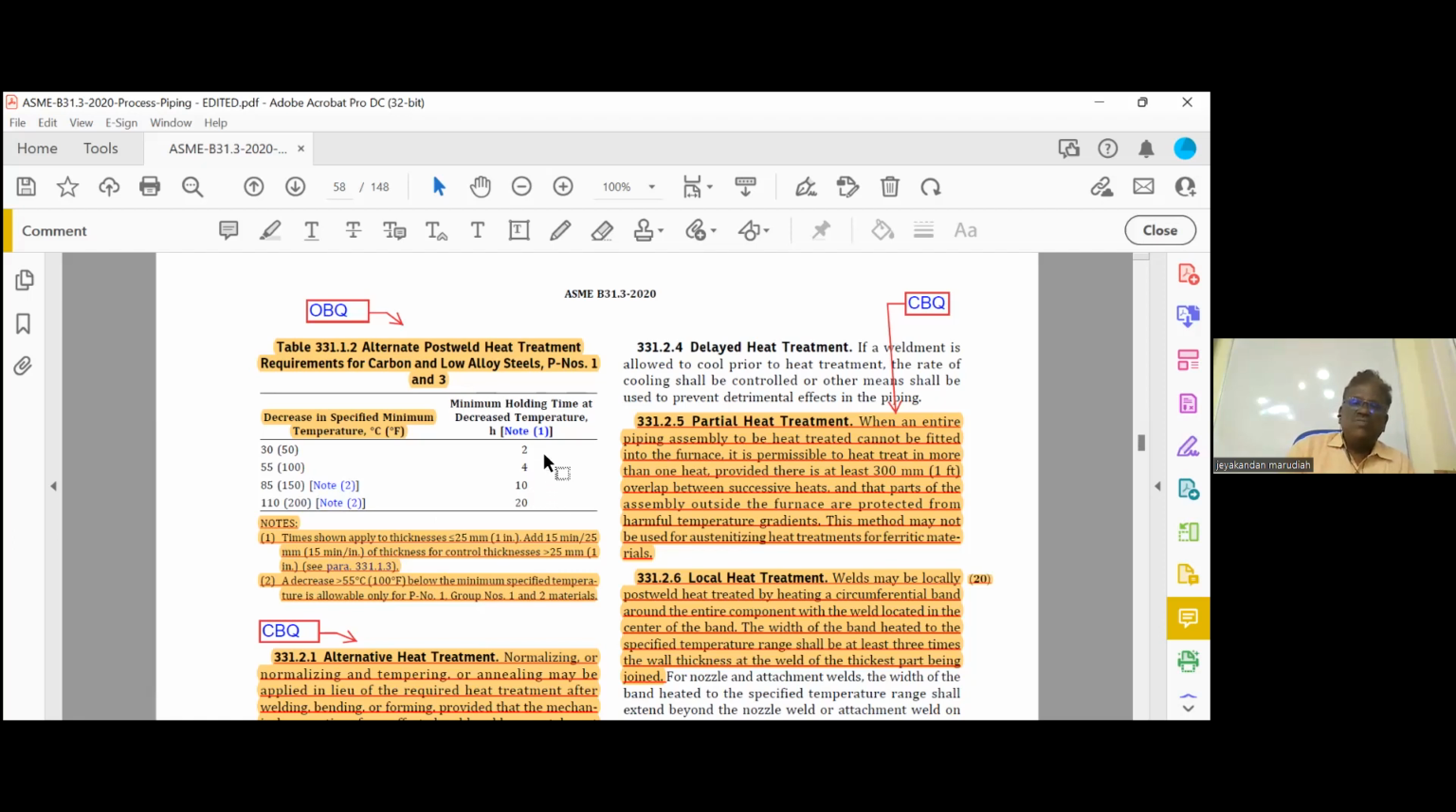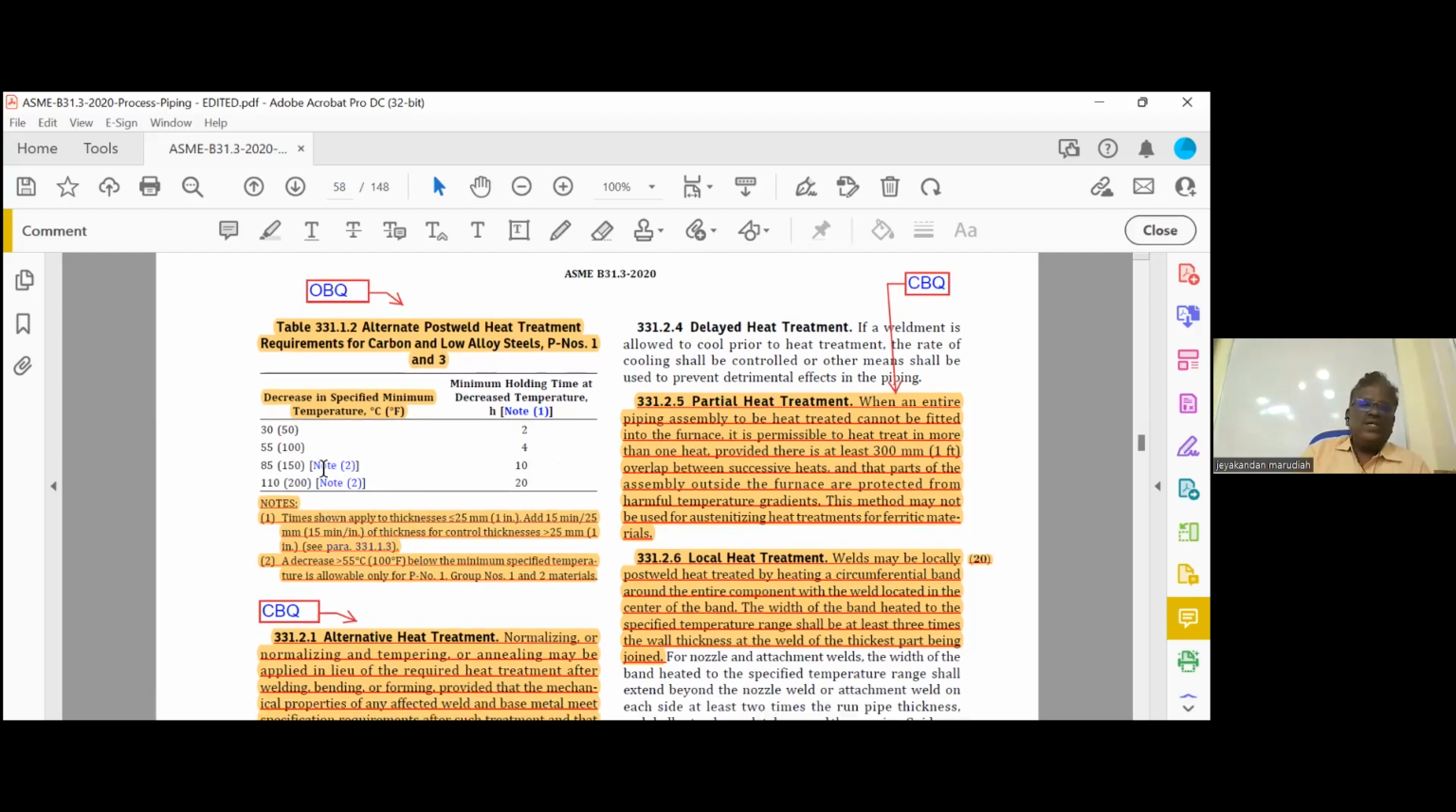Now, for what thickness this duration? 2, 4, 10. You can see the note 1. Time shown applied to thickness less than or equal to 1 inch. Even half an inch, you have to give 2, 4, 10. We will not cut half of this. And if it is more than 1 inch, add 15 minutes per inch. See, the previous table, more than 2 inch, we will add 15 minutes per inch. But if it is half an inch, we will reduce it. But here, 1 inch or less, this we have to follow. More than 1 inch, we have to add 15 minutes.